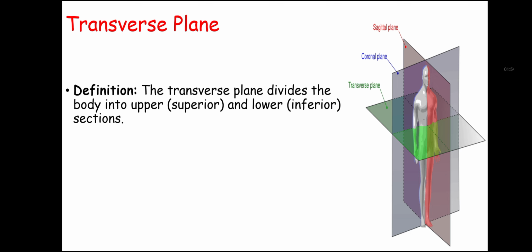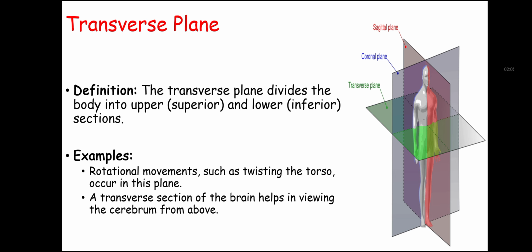Now moving toward the next plane, that is the transverse plane. We can define it as: transverse planes divide the body into upper and lower sections, or into superior and inferior sections. Its examples include rotational movements, such as twisting the torso, which occurs in this plane. A transverse section of the brain helps in viewing the cerebrum from above.